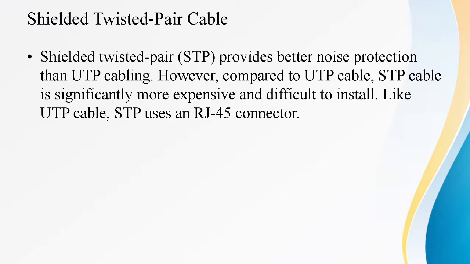Shielded twisted pair cable, or STP, provides better noise protection than UTP cabling. However, compared to UTP cable, STP cable is significantly more expensive and difficult to install. Like UTP cable, STP uses an RJ45 connector.